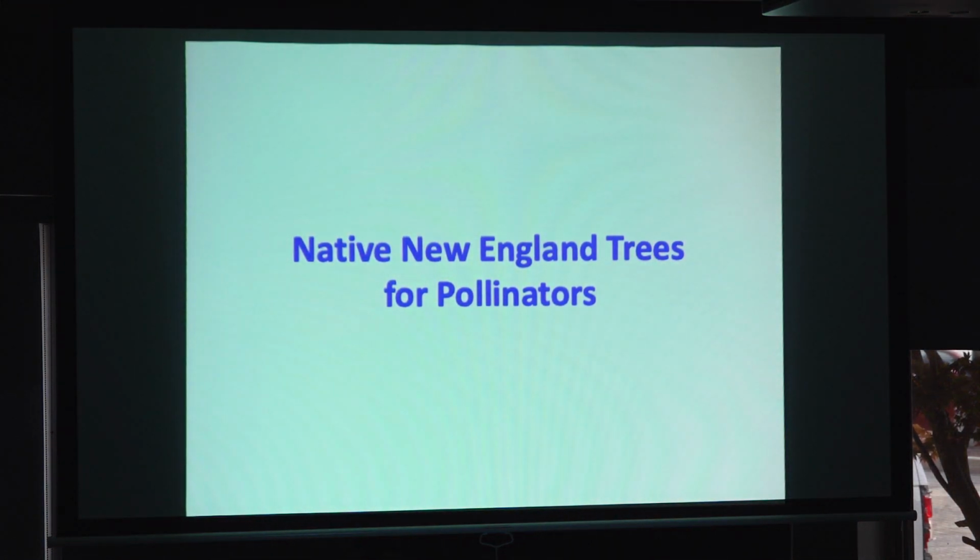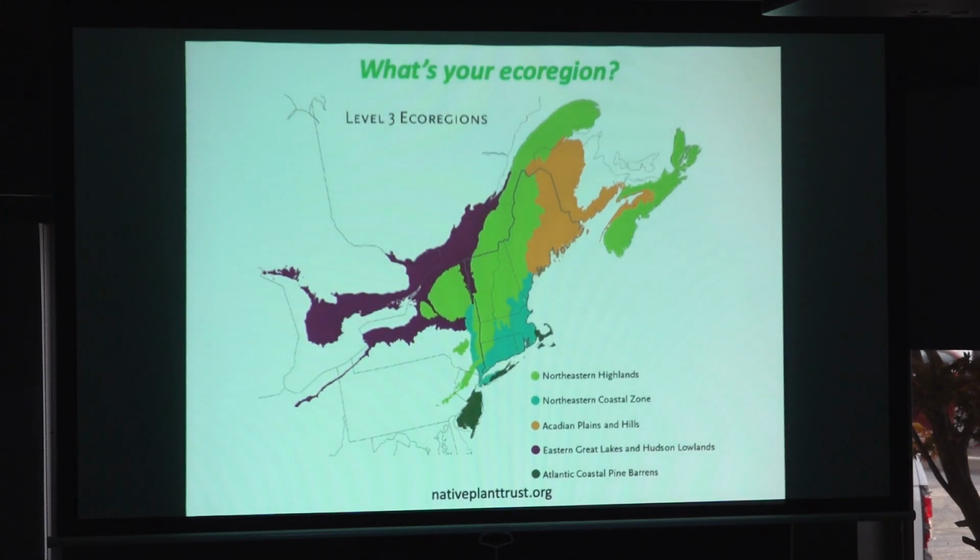Now let's talk about New England's native trees that are good for pollinators because of their foliage. And you look at the map and find out where you are.